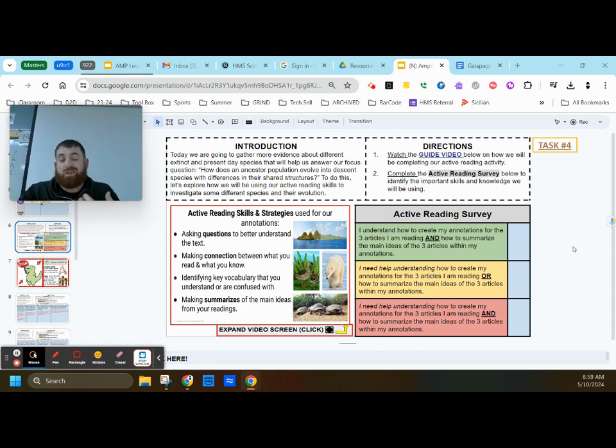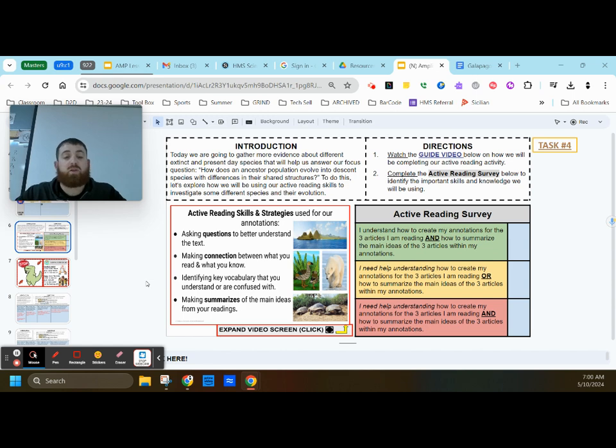In order to dive into this topic and explore it, we're going to be reading some different articles on some different species, and as we read these articles, we're going to be using our active reading skills. Those active reading skills will come in as we complete our active reading strategies for our different articles, focusing on some of the species you see in the picture right here in the middle of the screen.